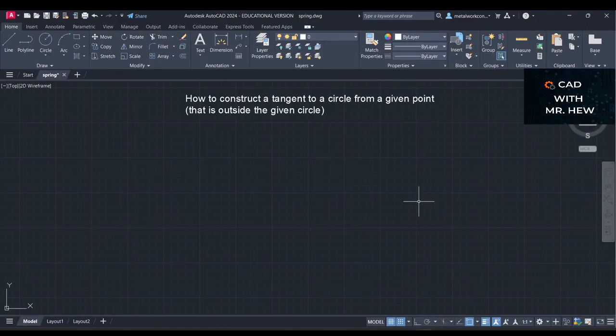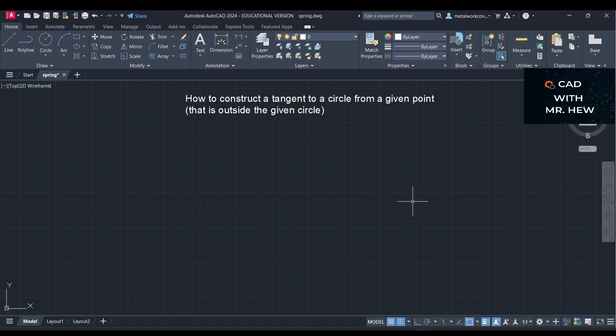In today's video, we're looking at how do we construct a tangent to a circle from a given point. Now, the given point will be outside of the given circle. In an exam question, or a question that is not in an exam setting, they don't normally specify that it is outside a given circle. It's just for clarification for this tutorial that I included that information.